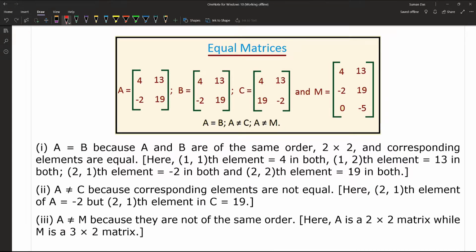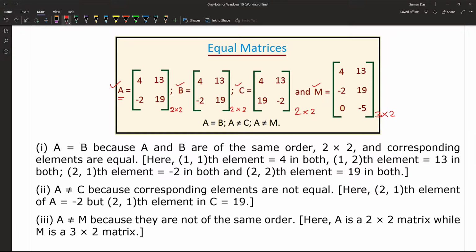As we have four matrices here, A, B, C and M. Now look at the orders. A has the order 2 cross 2. B has the order 2 cross 2. C has the order 2 cross 2. M has the number of rows equal to 3 and columns equal to 2. So we first check A and B.